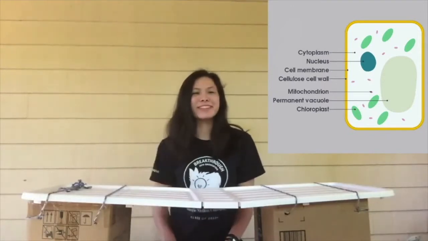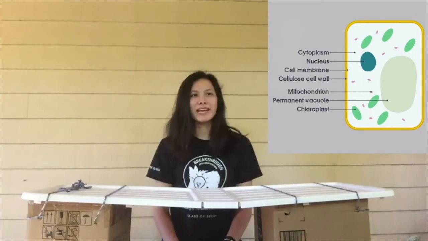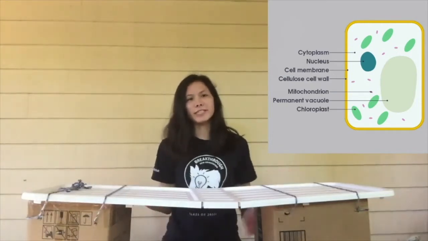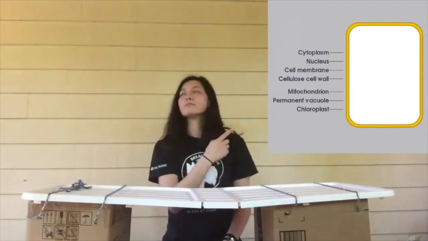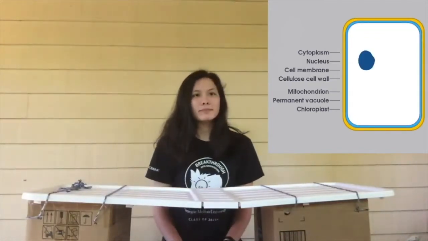Welcome back, STEM enthusiasts! Today we are going to be creating a basic model of the cell, the smallest structural and functional unit of an organism. We will be discussing the structure and function of the cell wall, cell membrane, and finally the cell nucleus.